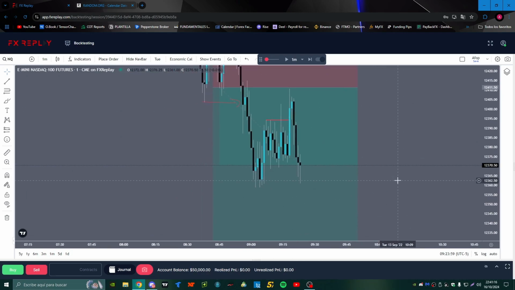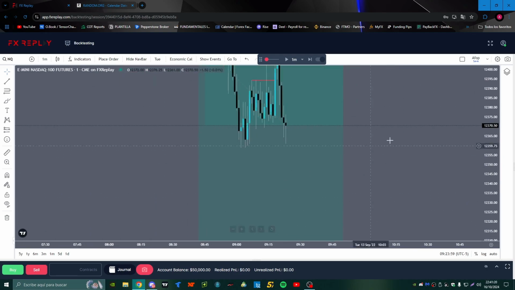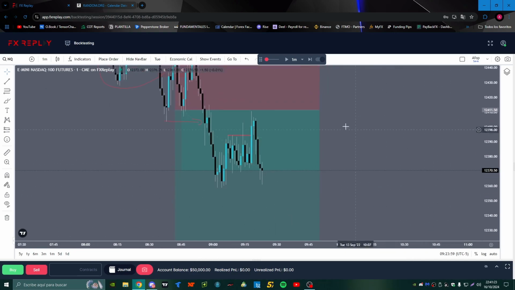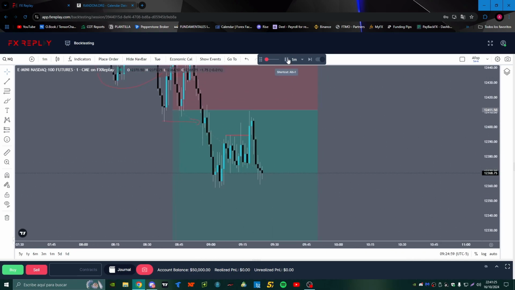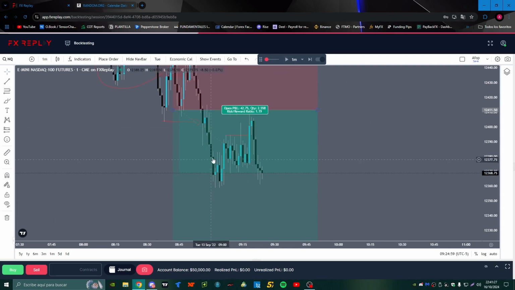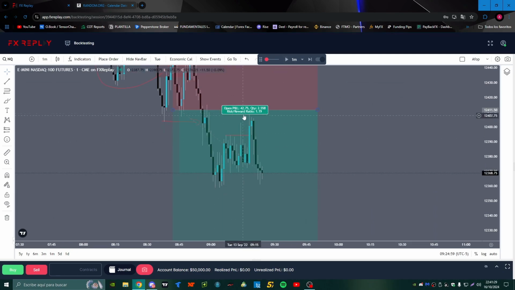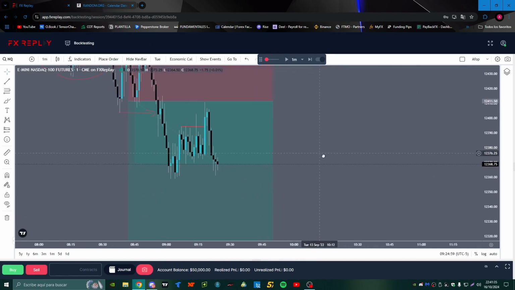Now, let's see what it offers us. If this fails to rise, we could see a strong downward movement. Because this was a first touch on something here. Then it came and took it out. And this would theoretically be a double bottom.